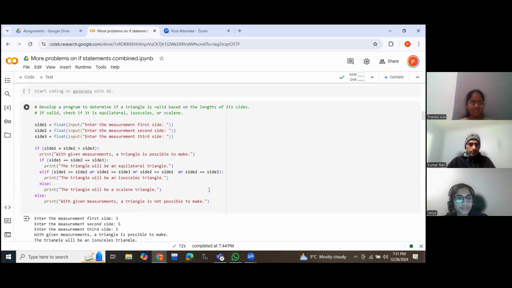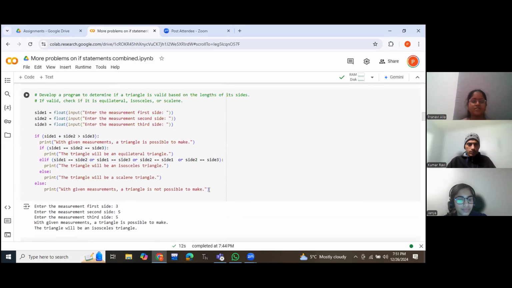So which one is the next question? This one, sir. Sides of the triangle. Yeah, this is very common: equilateral, isosceles, and scalene. Given a triangle, is it possible to make one? So you're putting validation. That's good, you are trying to inculcate those things which I explained to you. If side 1 plus side 2 is greater than side 3, then it is possible to make a triangle. If all are equal.